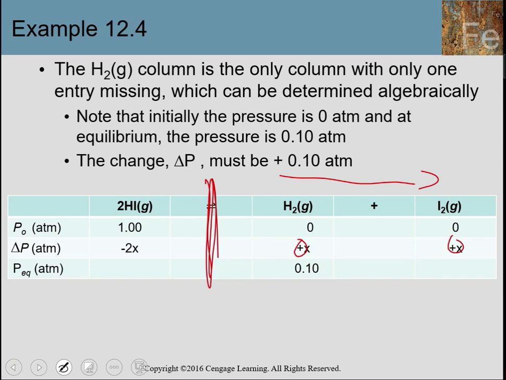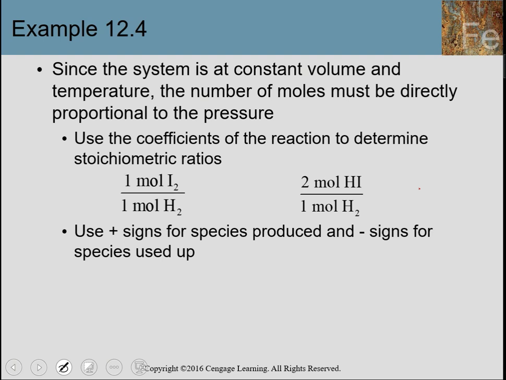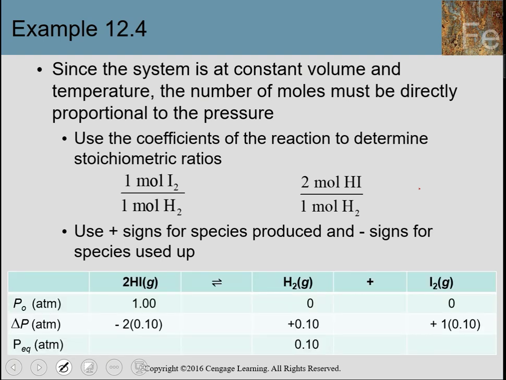The other thing in here is the coefficients. Use x's to help you figure out what those are. Notice that since there are 2 hydrogen iodides and only 1 hydrogen and 1 iodine, there's a stoichiometric relationship that makes things a little more cumbersome. So we have to worry about the coefficients in the reaction to figure out those ratios. There are 2 HIs for every 1 H2, and only 1 I2 for every 1 H2. That relationship allows us to make sure not only that we have the right signs, but that we put the right number in front of the x's. So 2 on the left-hand side, 1 on the right-hand side.